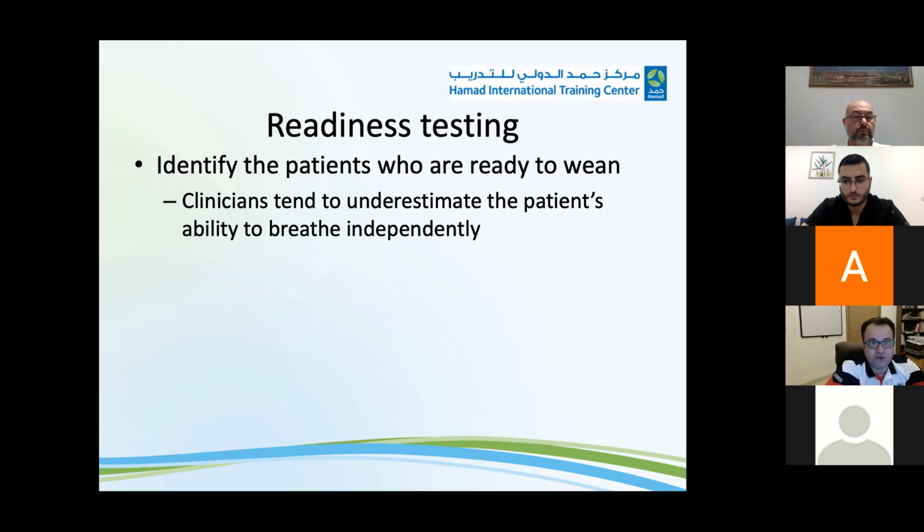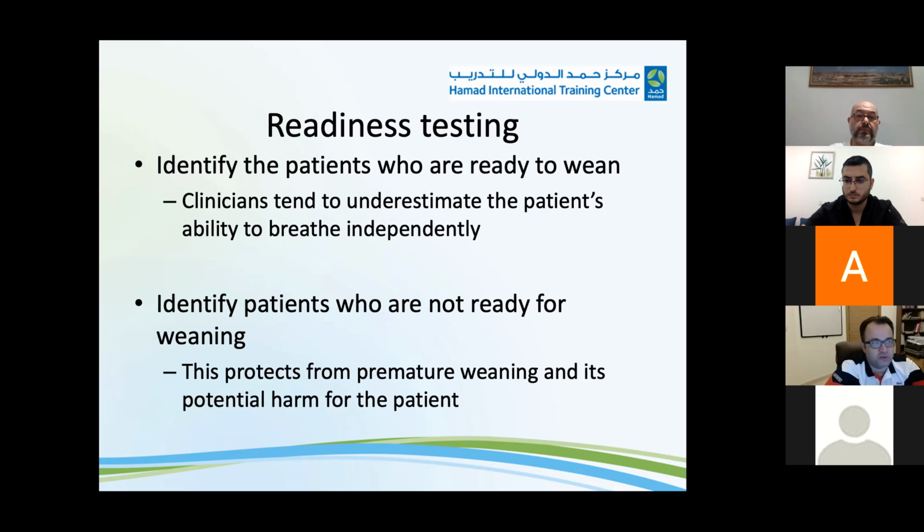Let me give you an example. We know that some patients extubate themselves. When they're awake, they just pull the tube out. You might be surprised to know that the rate of success after self-extubation is 50%. So 50% of patients will do just fine after they self-extubate. So you were keeping them intubated and ventilated when in reality, they could have been extubated. We as clinicians underestimate our patients' ability to breathe independently.